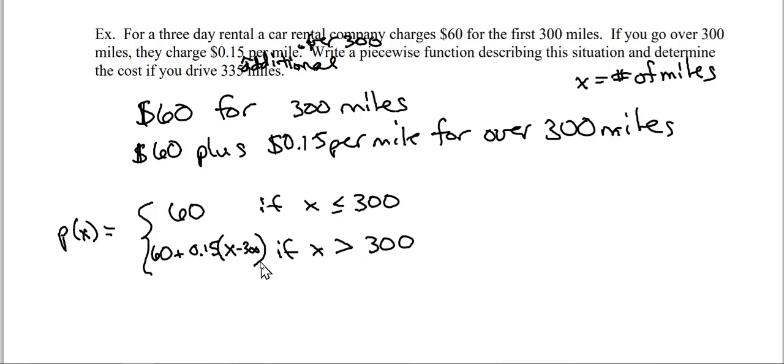I don't think that's exactly clearly what I wrote there, but that's what I meant, is anything over 300 miles, you want 15 cents per mile. Well, if you drove 350 miles, you only want the 15 cents for those 50. So that's why we have to do X minus 300, where X represents the number of miles.